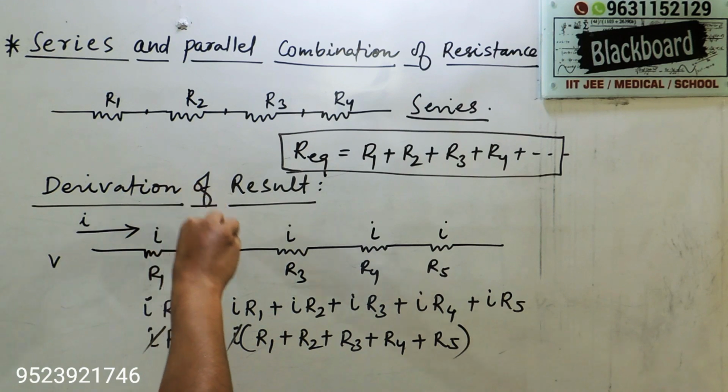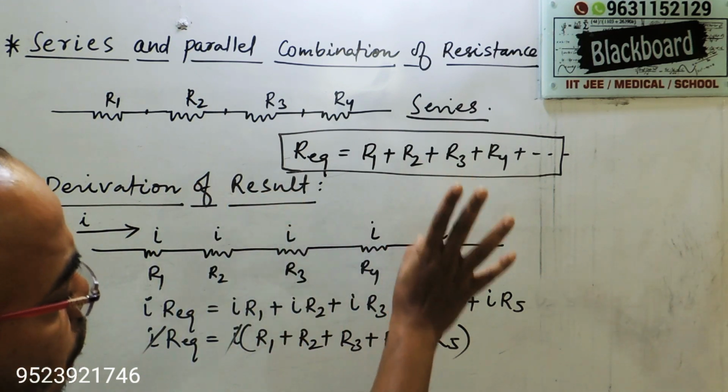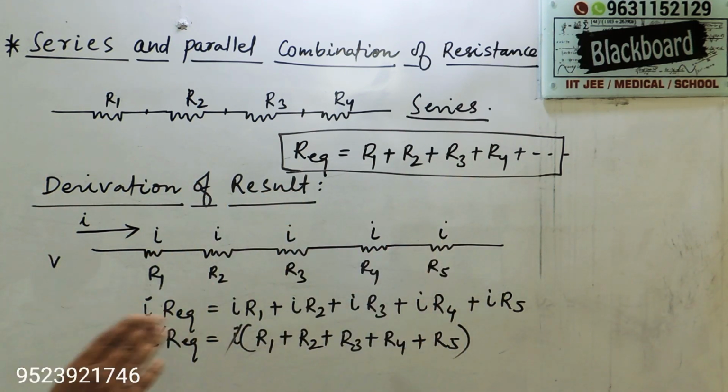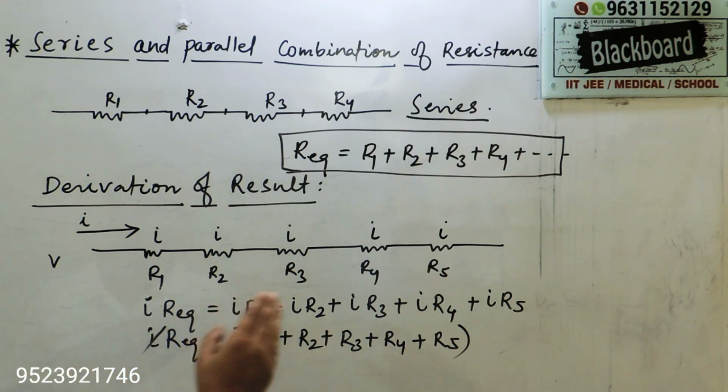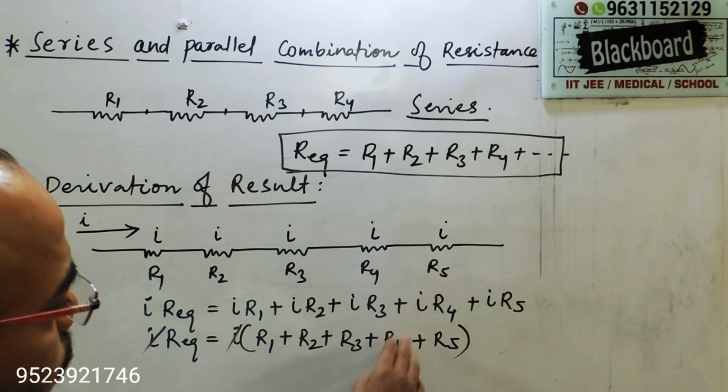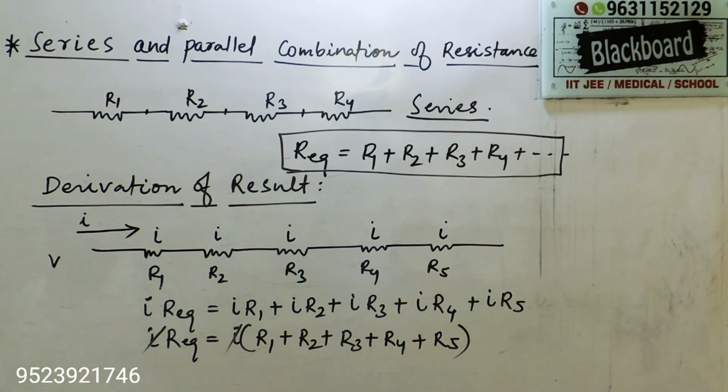नेट पोटेंशियल इक्वल्स टू V1 प्लस V2 प्लस V3 प्लस V4 प्लस V5, एंड नेट पोटेंशियल को हम क्या करते हैं, ओम्स लॉ लगाकर V इक्वल्स टू IR लिखते हैं. तो सो IR1, IR2, IR3, IR4, I इज कॉमन, I कैंसिल हो गया. In series combination current is same and in parallel combination your potential will be same.